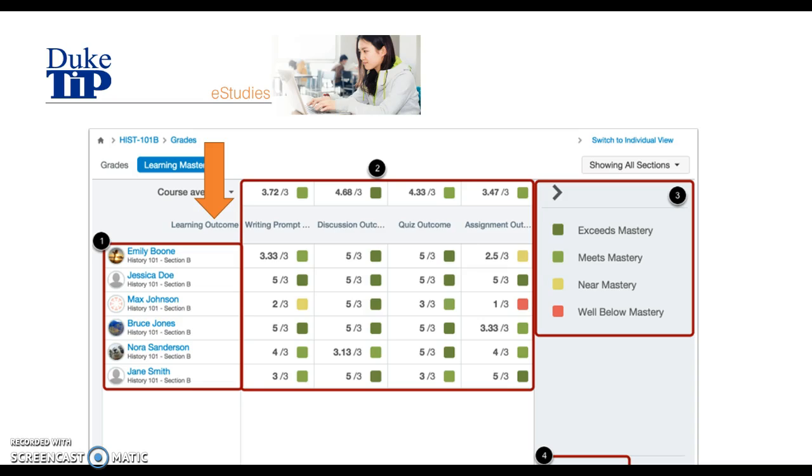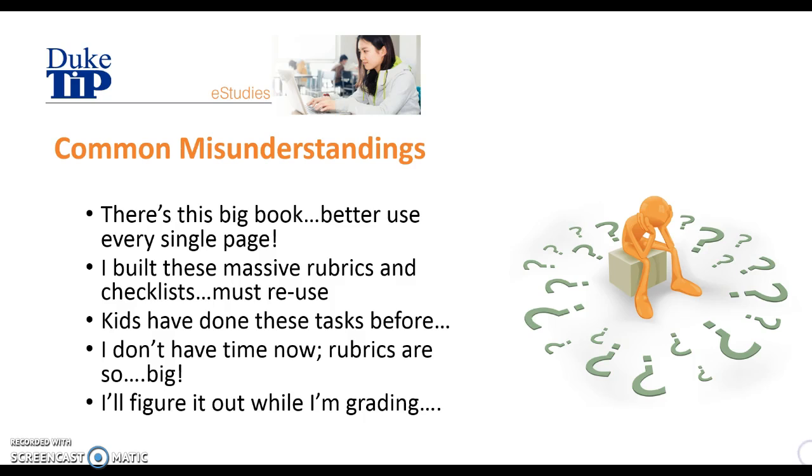So imagine that whatever the learning outcomes are for your, let's say, writing prompt, your discussion, your quiz, a particular assignment, you're going to be able to see color-coded whether your student exceeds, meets, is near mastery, or well below mastery. You'll actually see that played out. Those skill objectives and criteria that you've planned are going to pay off in this way.